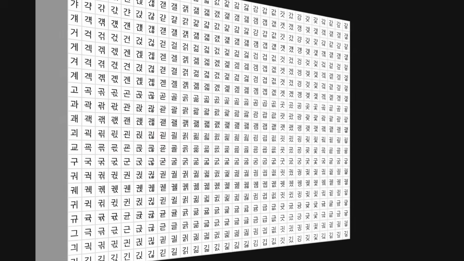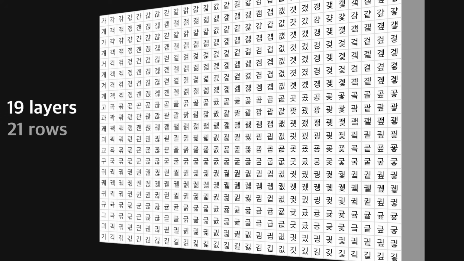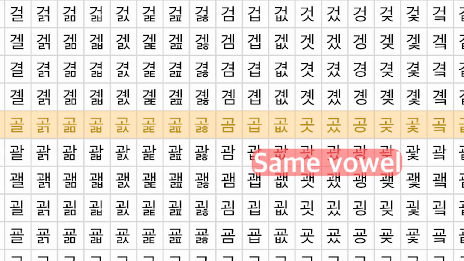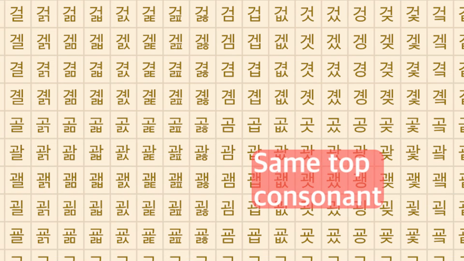So really, you could organize all Korean characters into a rectangular prism that is 19 layers thick, with each sheet being a 21 by 28 grid. This is a good way to visualize Korean. Each row has the same vowel. Each column has the same bottom consonants, and each layer has the same top consonants.